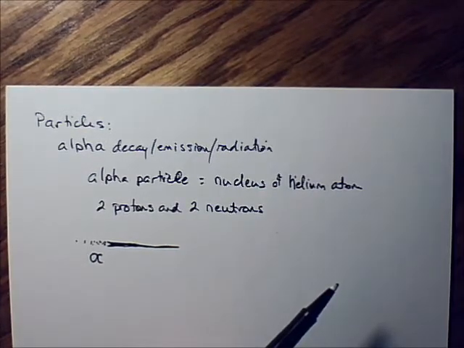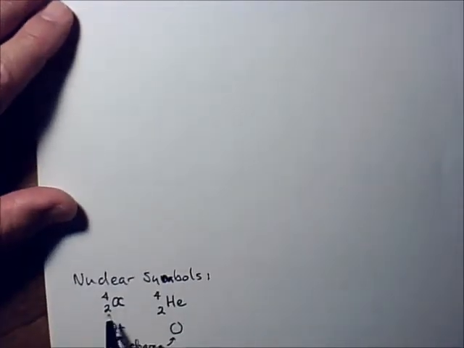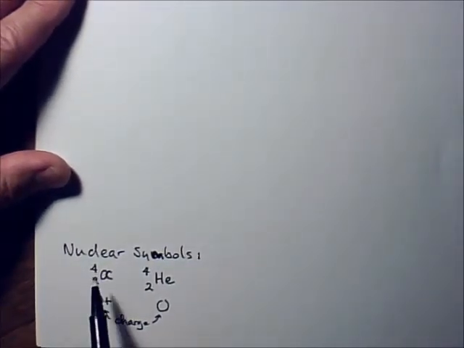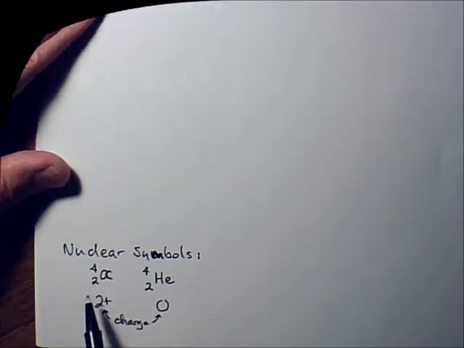The alpha particle has no electrons. So the 2 numbers beside the little alpha symbol: the upper left is the mass, protons plus neutrons. There are 2 protons and 2 neutrons, so the mass is 4. The bottom number is the number of protons, and an alpha particle has 2 protons.